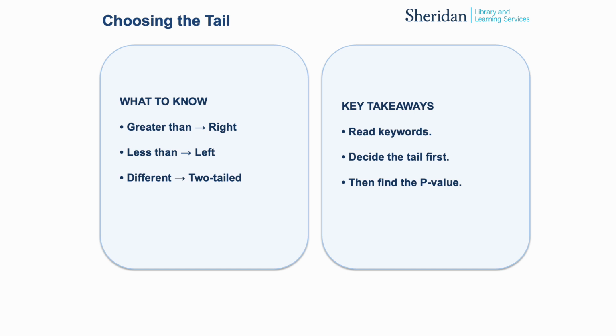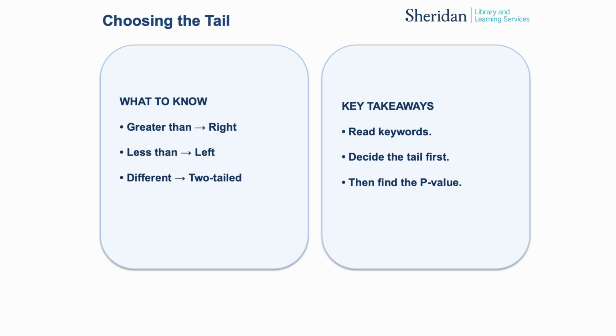Here's a simple trick that many students find helpful. Before writing any formulas, circle the keyword in the question. If you see greater than, think right. If you see less than, think left. If you see different or not equal, think two tails. Making this decision first makes the rest of the hypothesis much easier because you know exactly what p-value or critical region you're looking for. Remember, the direction of the test always comes from the alternative hypothesis, not the null hypothesis.